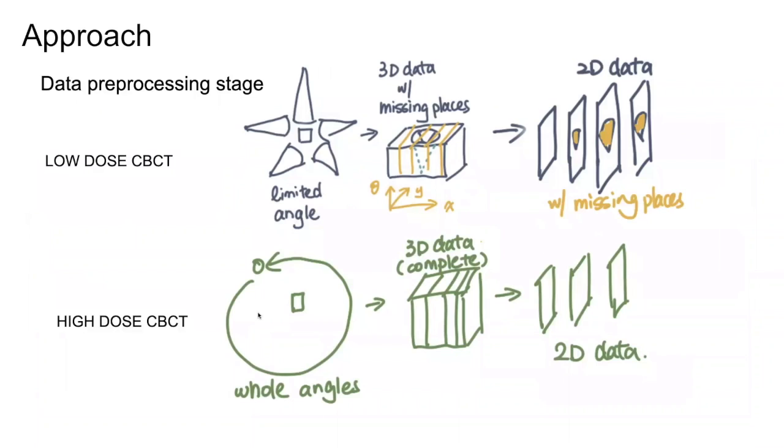In the data pre-processing stage, we're transferring 3D data to 2D data because the algorithm we're using is not able to process 3D data. And the data set we need for training is the incomplete data scanned with CBCT through limited angles and a traditional complete CBCT scanned data of the same object. Then we're slicing the 3D data along the x-axis to get a bunch of 2D data.